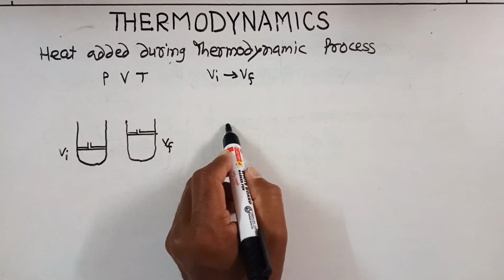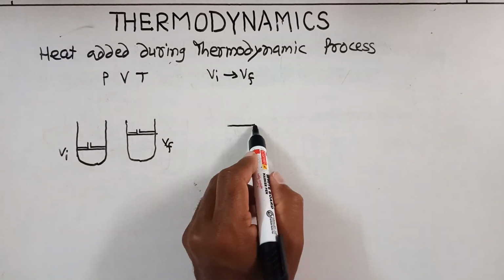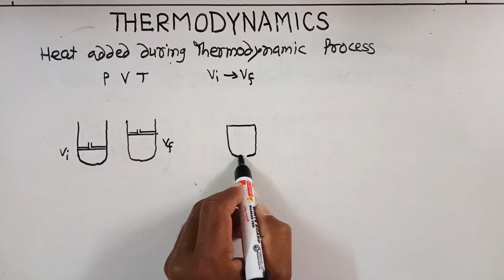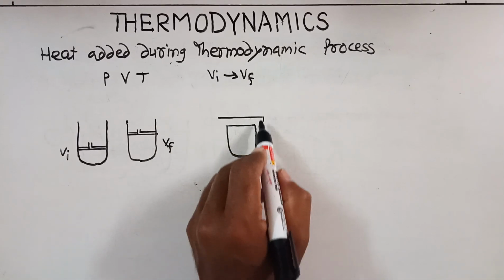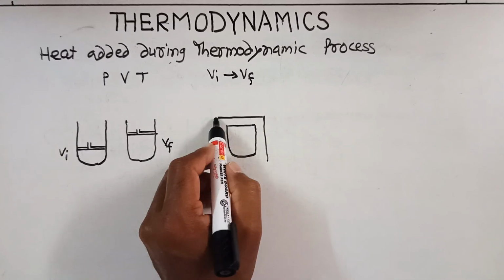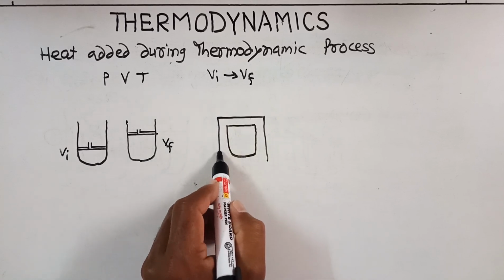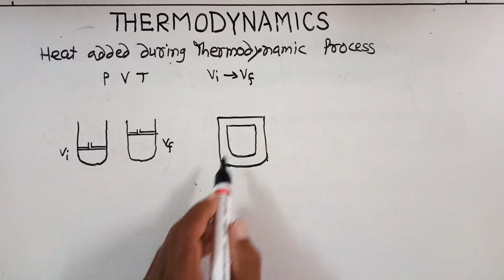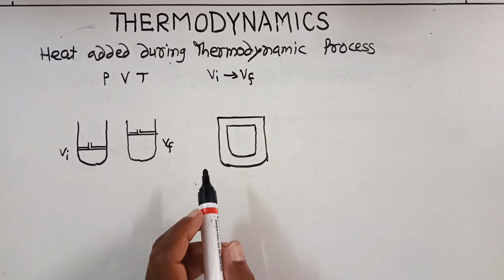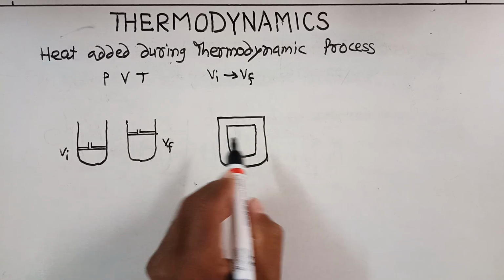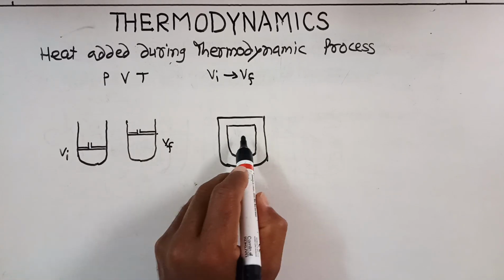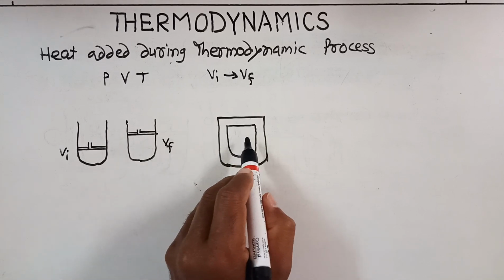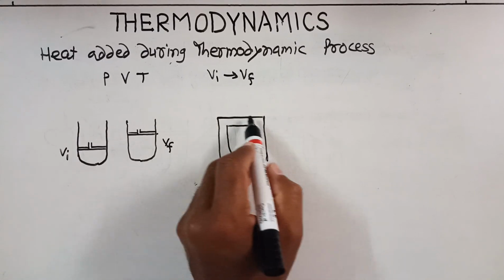Now let us consider another way of achieving the final state. Suppose we have this cylinder, surrounded by a non-conducting material, so it is insulated. This non-conducting material does not allow the exchange of heat between the system and its surroundings. Heat does not enter from the surroundings to the system, or from the system to the surroundings, due to this insulating material.